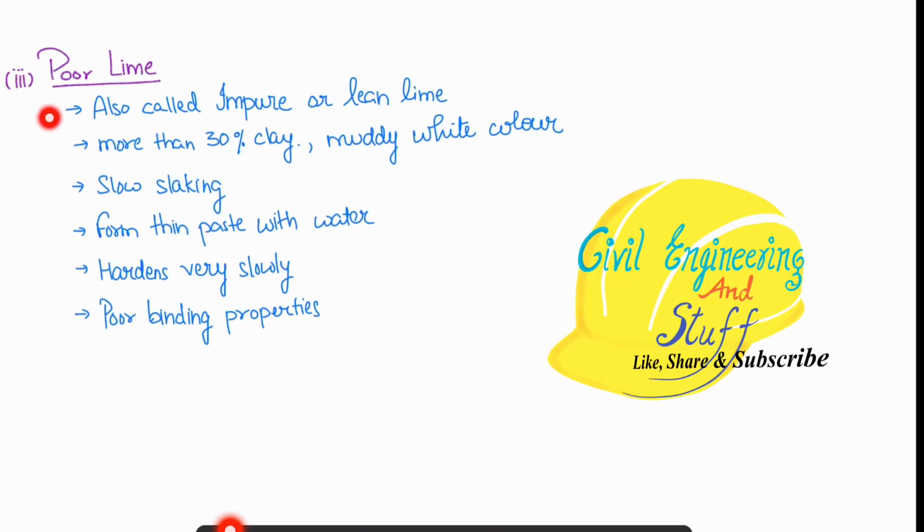Then the third variety of lime is what we call poor lime, also called impure lime or lean lime, and it is identified by having a very muddy texture. The reason is that it has a higher amount of impurities, that is, greater than 30% of clay. This poor lime has very slow slaking. It forms a very thin paste when added with water. It hardens very slowly and has poor binding properties, and therefore it is not used much in plastering work. It can be used for a very nominal amount of work, just for temporary works. Otherwise, it is not used for major works.